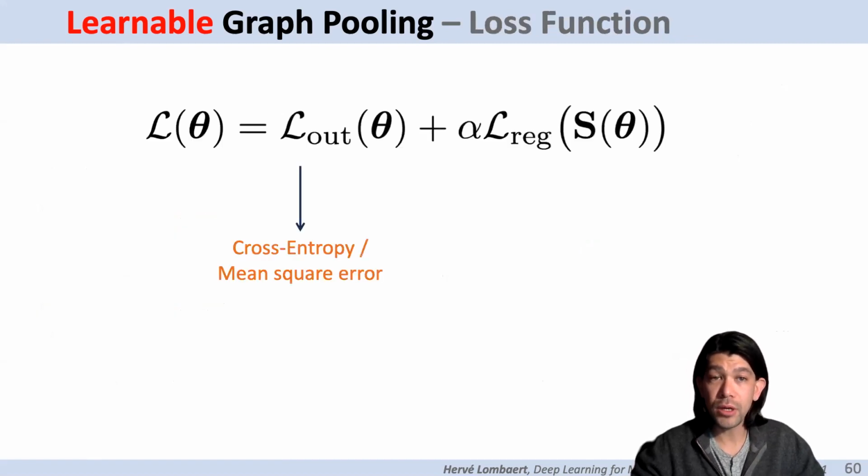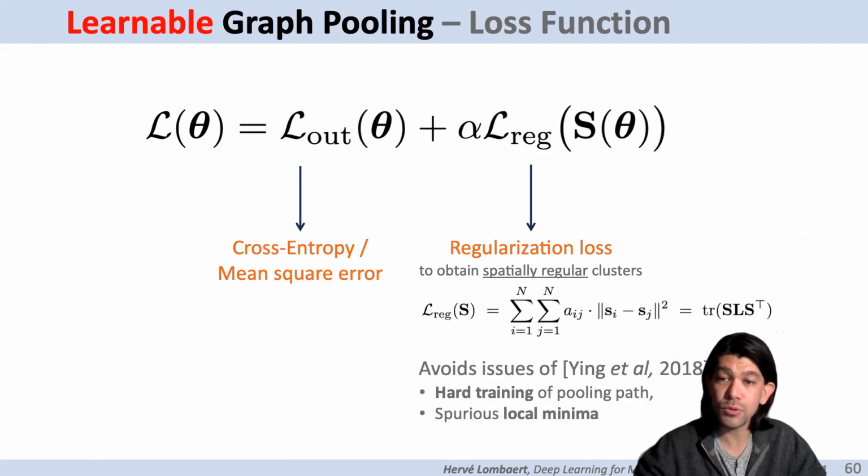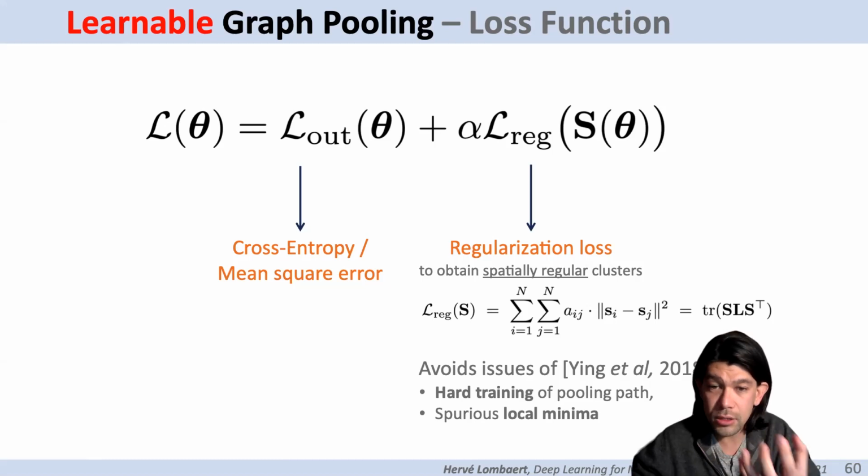The last function can again be a cross entropy, or mean square error. You choose your favorite one. We do add some regularization loss as well, and in terms of matrix forms, we simply multiply by the Laplacian. That's actually convenient. Otherwise it's a bit hard to train the pooling path in particular, and it also avoids spurious local minima. So that basically constrains the problem a bit towards a better solution.